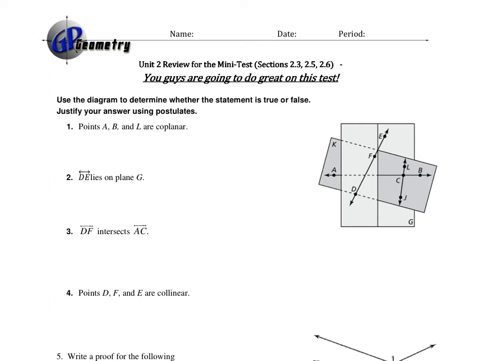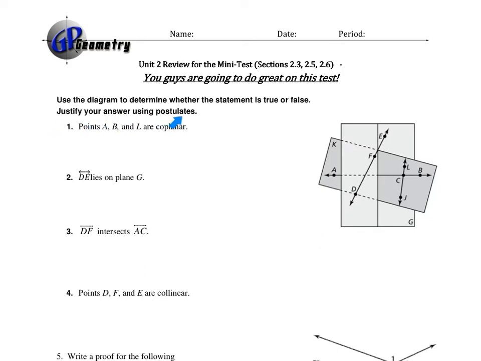All right, so here we have a little review of Unit 2, Sections 2.3, 2.5, and 2.6 for our test coming up. And here we're going to go through the answers. All right, so first section here, we want to use this diagram to determine whether the statements are true or false, and we're going to justify using postulates.